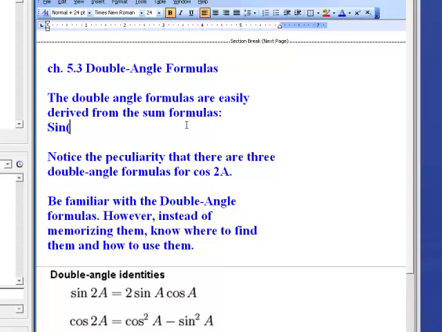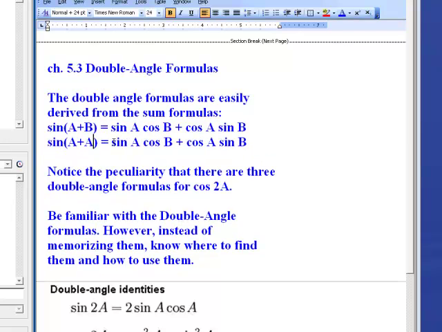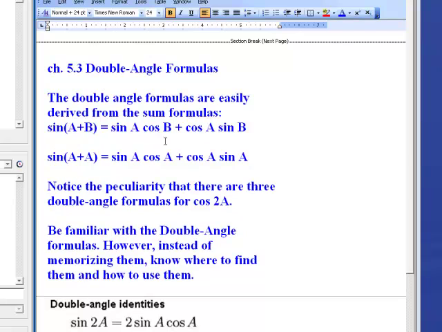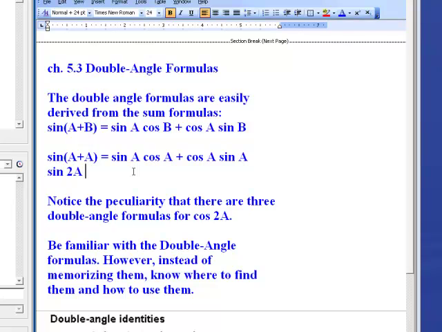For example, since sine of A plus B, and this is a sum and difference formula, is the same as sine A cosine B plus cosine A sine B, when we let the two angles be equal to each other, we come up with sine of A plus A, and of course this is an A, that's an A, and then we come up with sine 2A equals 2 sine A cosine A, just like it says for the double angle identity.